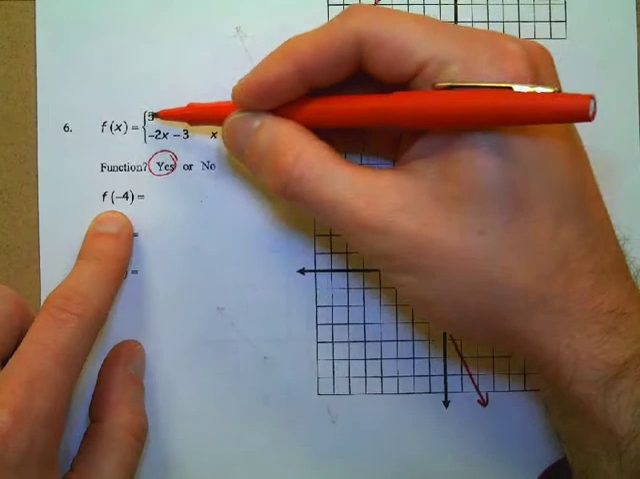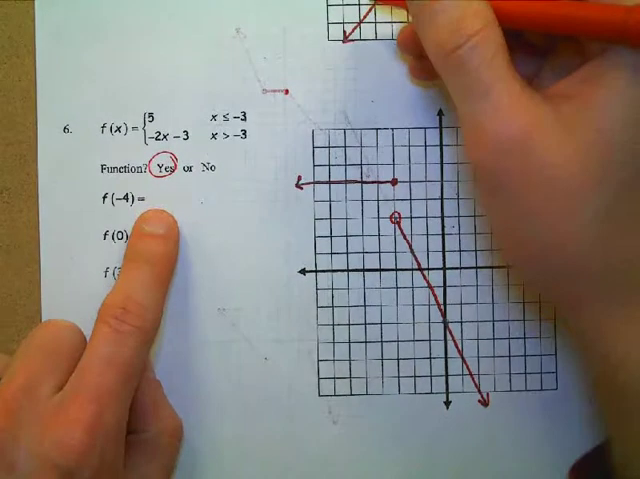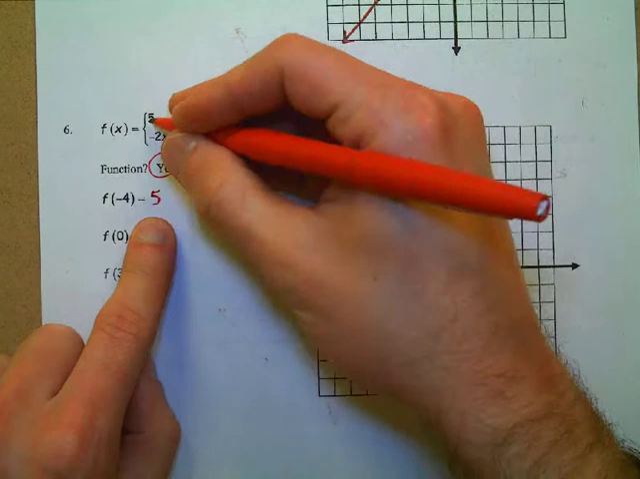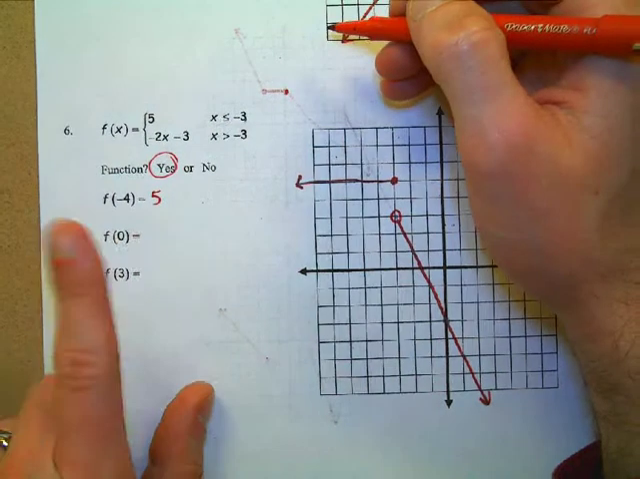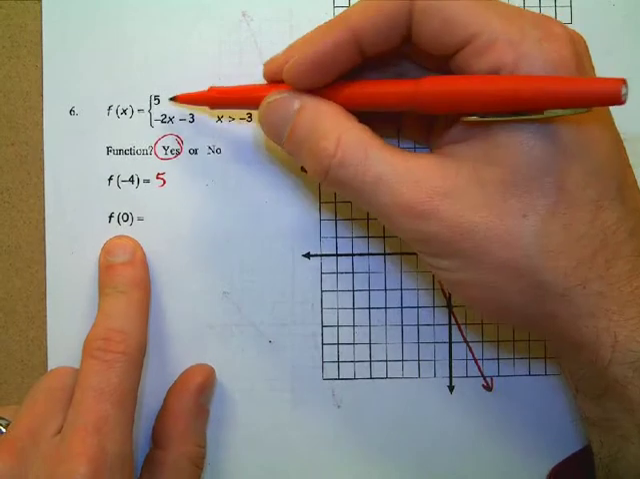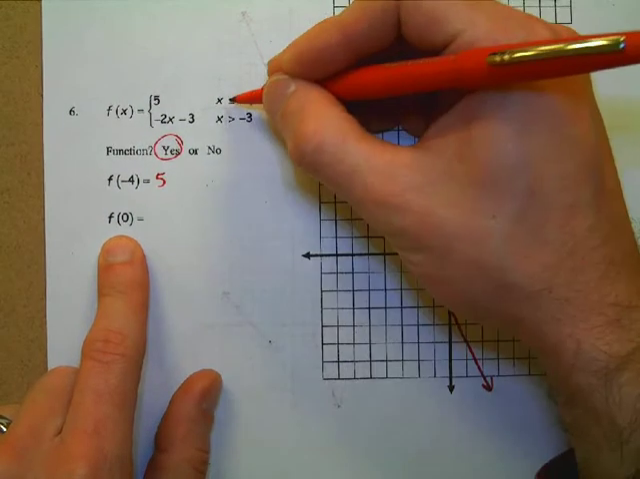So what is f of -4 then? What do we get? It's 5. Yeah, it's just this 5, right? It's always 5. Any x value that's less than or equal to -3 has a y value of 5, according to that. What's f of 0? Well, which piece should I plug it into? The top piece or the bottom piece? Is 0 less than or equal to -3?